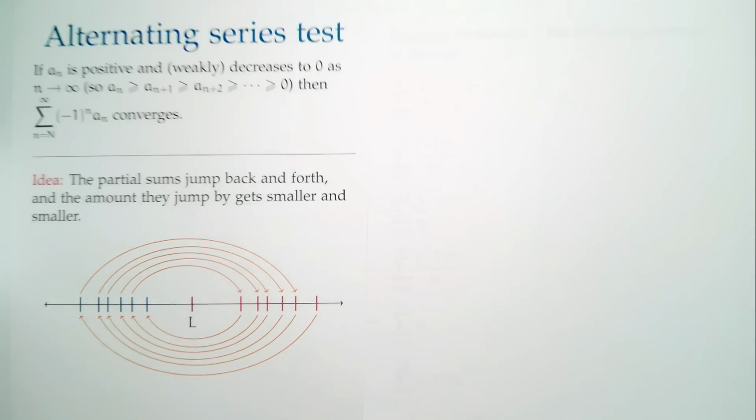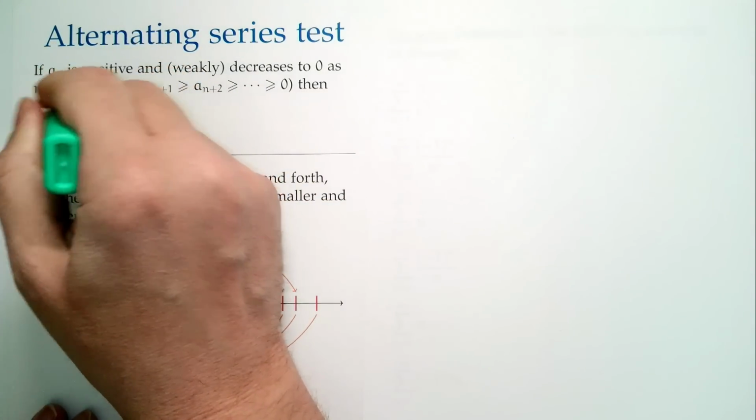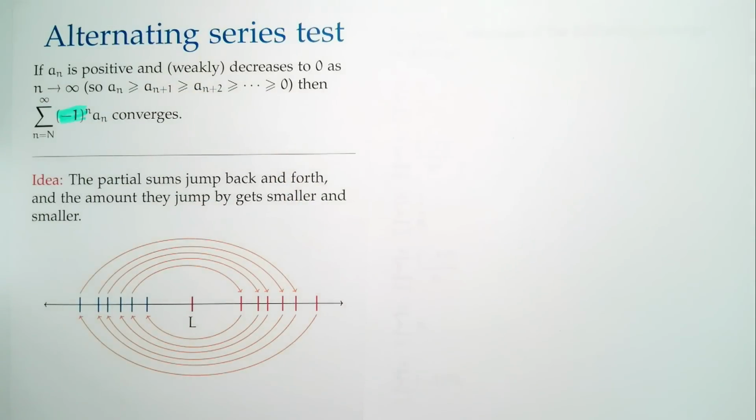So why do we call this the alternating series test? The alternating series comes from this part right here. The idea is we're alternating sign: positive, negative, positive, negative. Now, how does this work?